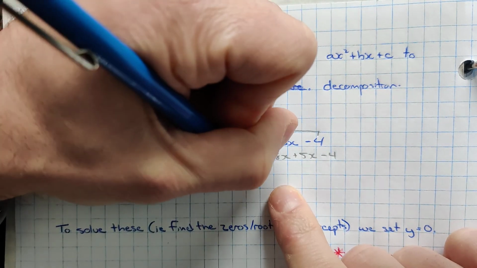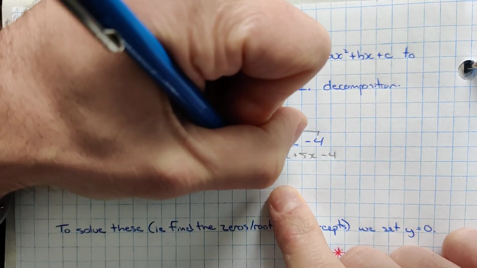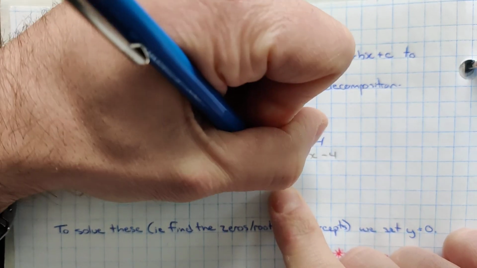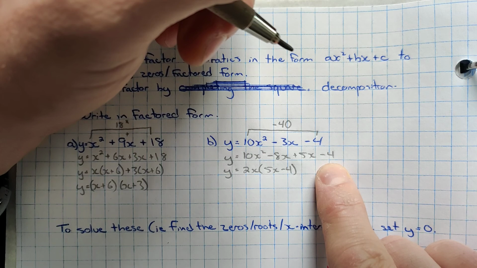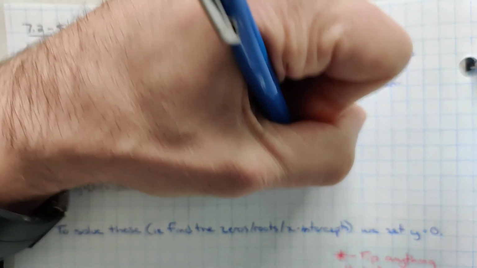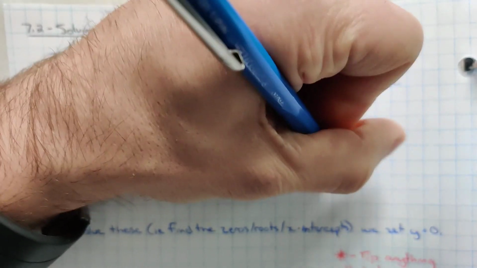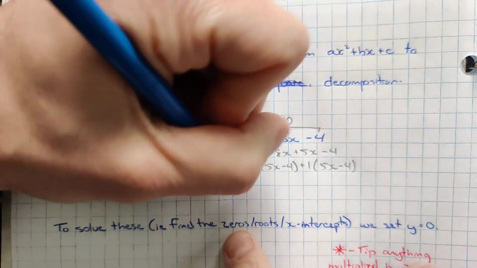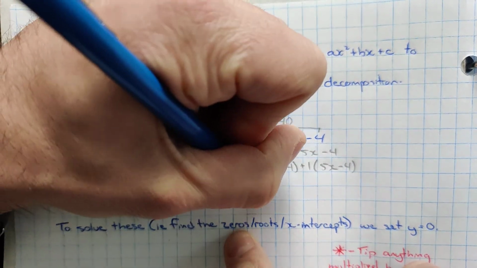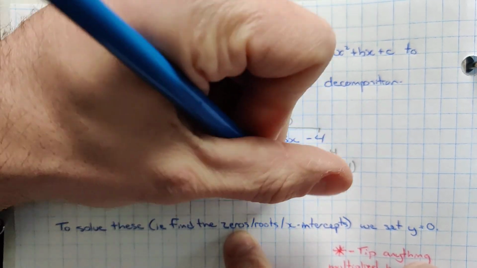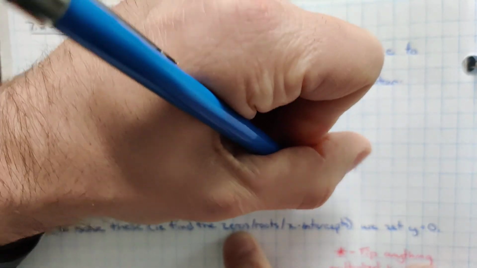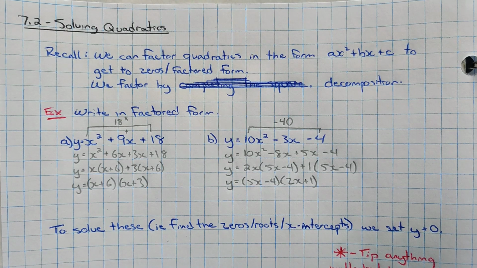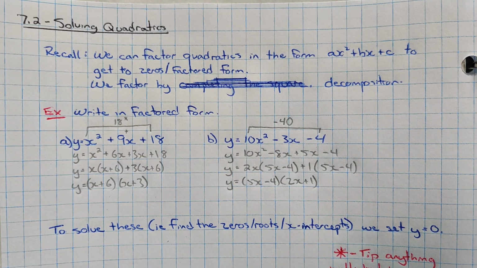Common factor here is 2 and x. We're left with 5x minus 4. And then over here, common factor is just 1, so plus 1, 5x minus 4. And then again, we have this common factor of 5x minus 4. 5x minus 4, and then 2x plus 1. So there are our equations.